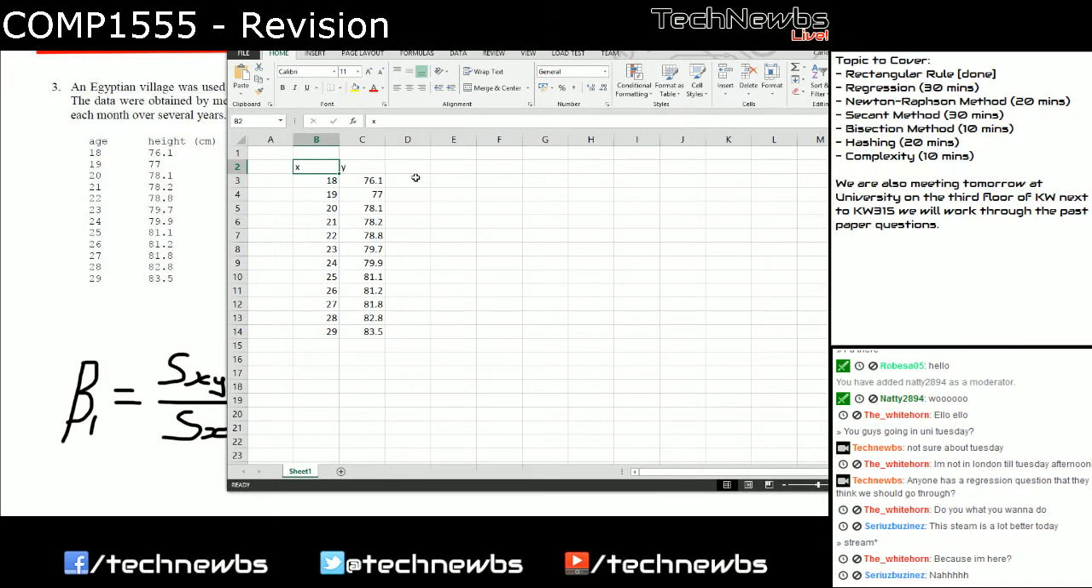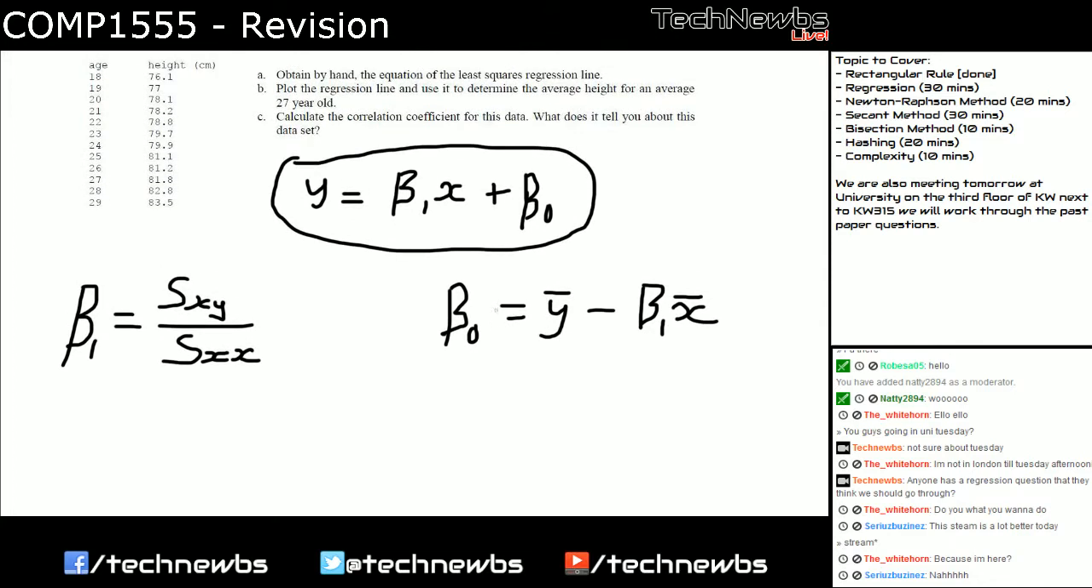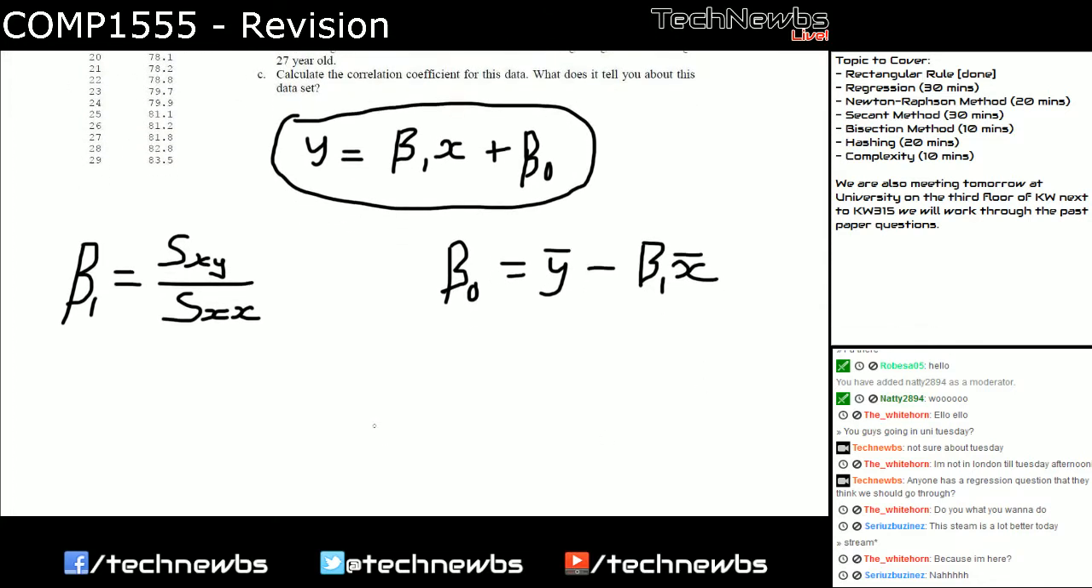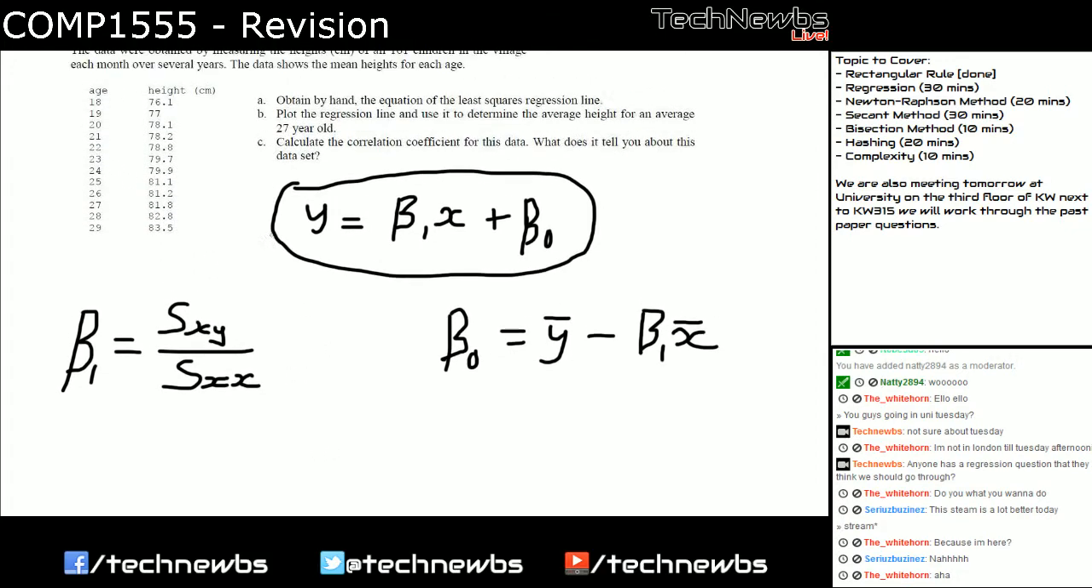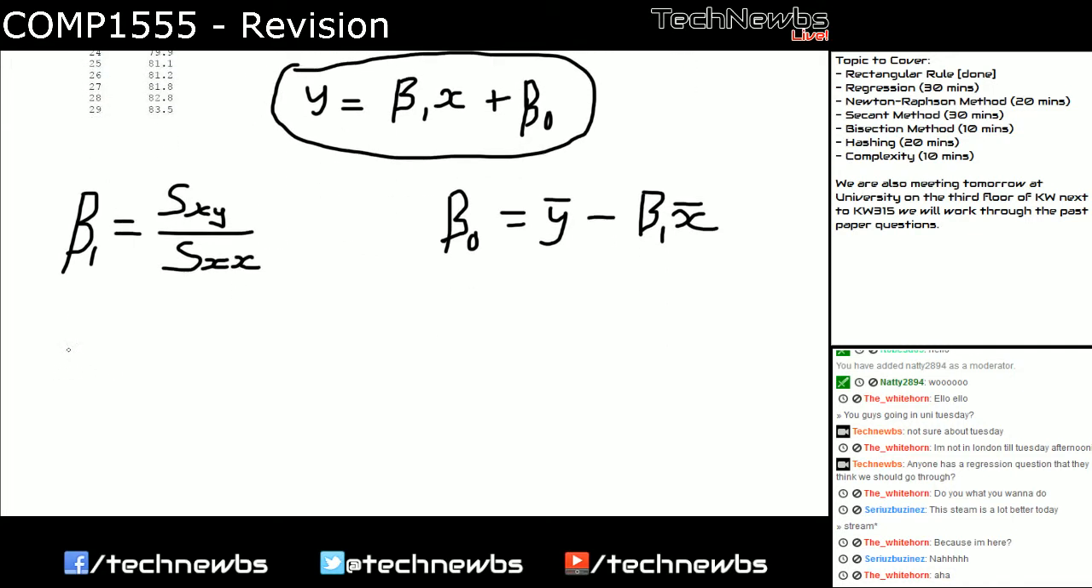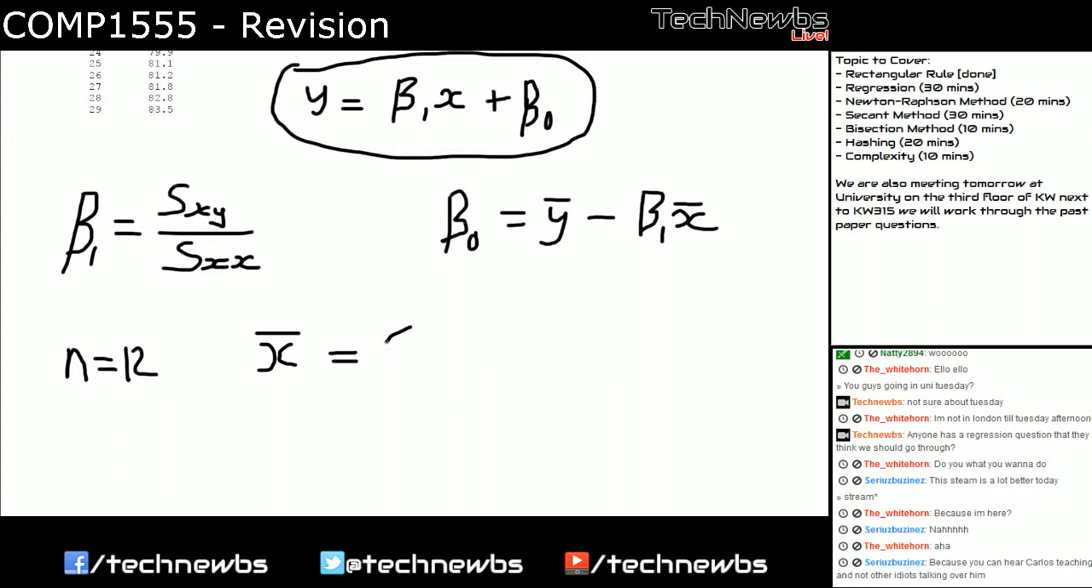So the next column would be x minus the mean of x, and to find the mean, we basically have to add the values together and then divide by a number. So the number n, which would be the amount of values we have. For this question, n equals 12, and we've got to find the mean of x, so x bar, and that is the sum of x divided by n.